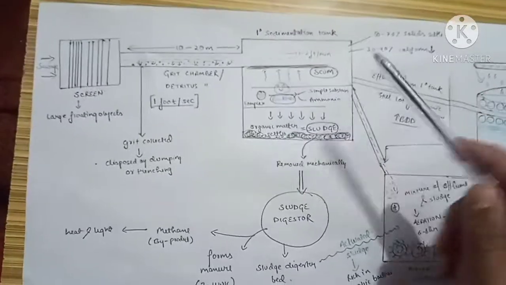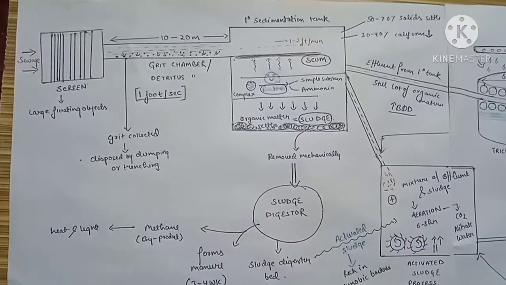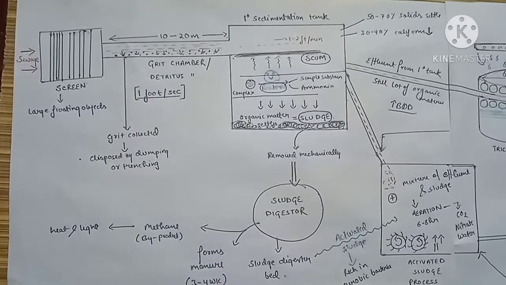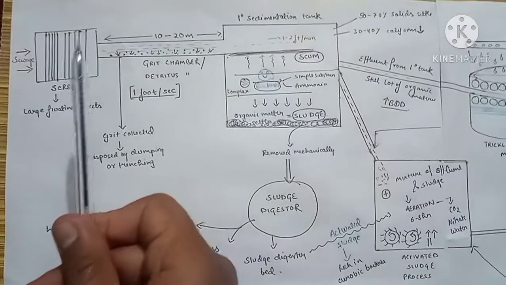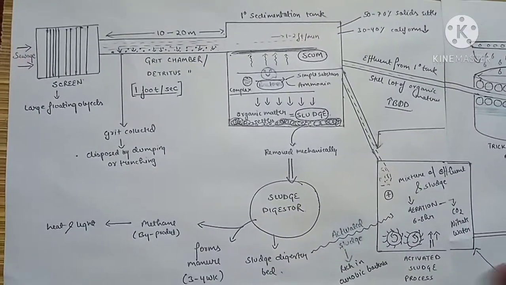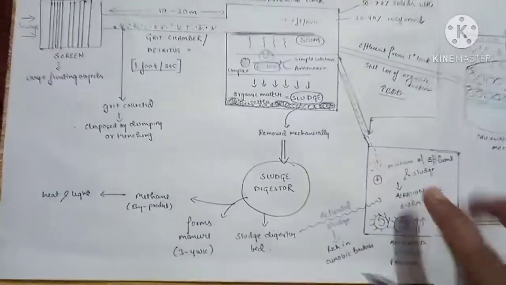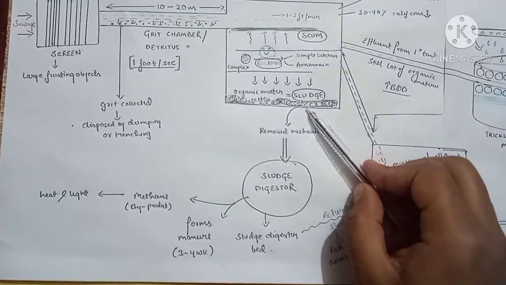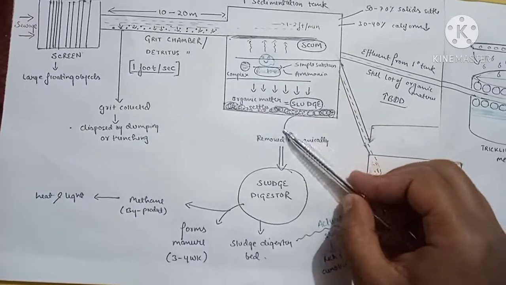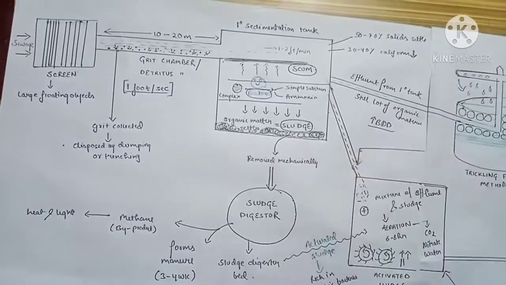And what we have actually studied is known as the primary treatment. The sewage treatment plant has two steps: the primary treatment and the secondary treatment. These three parts, the screen, the grit chamber, and the primary sedimentation tank, constitute the primary treatment. What happens with this sludge is it is removed mechanically, so that there is no disturbance in the flow of the effluent within this tank.